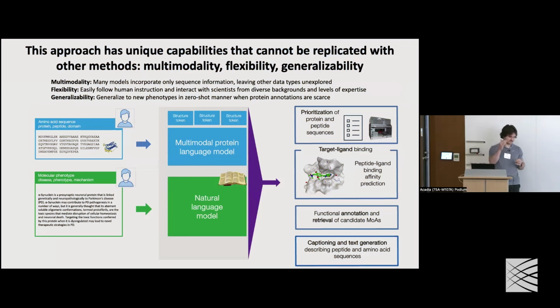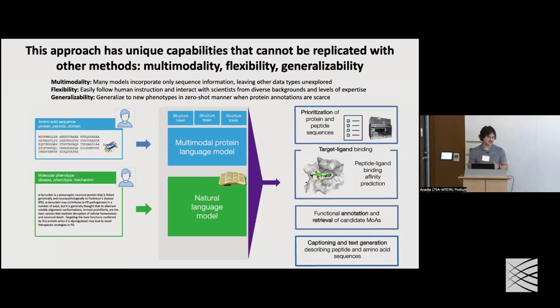So breaking down the capabilities that Marinka outlined, we have multimodality, flexibility, and generalizability. We aim to tackle all of these capabilities within this project, right? And so through multimodality, we are using multimodal protein information. We're using sequences, but also structure, so protein structure, using protein structural encoders. And then we're also using natural language models to be able to co-model text and proteins within our model.